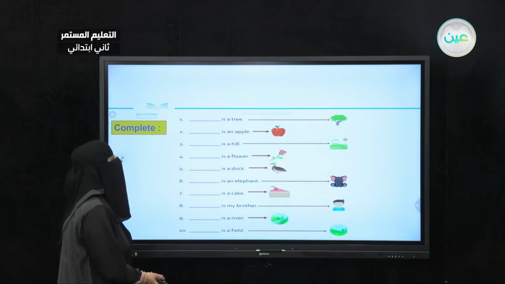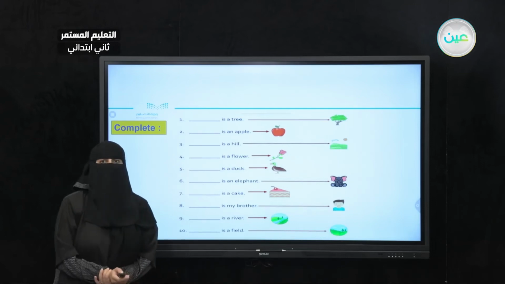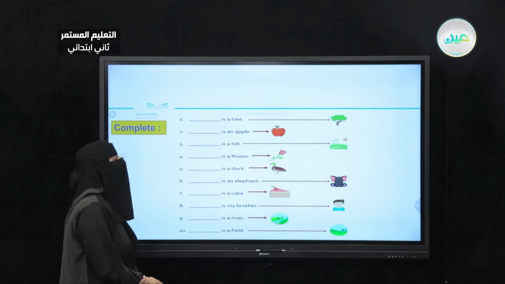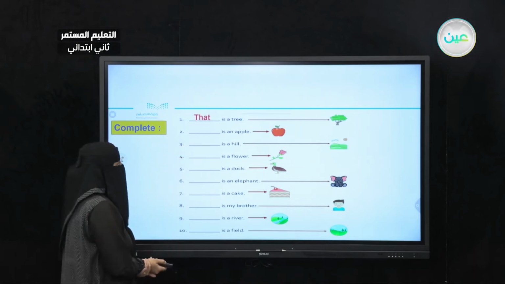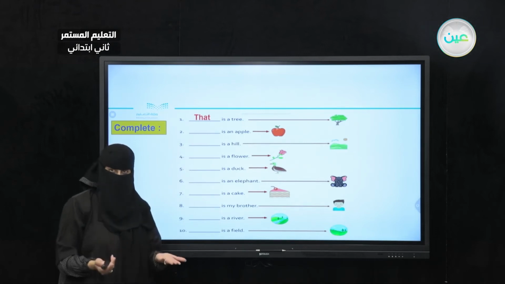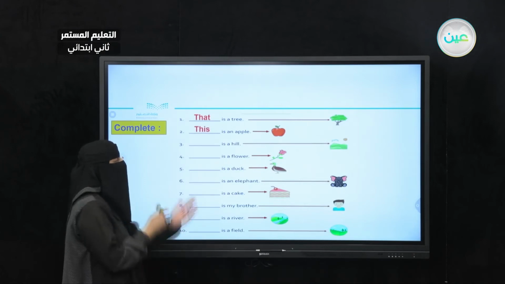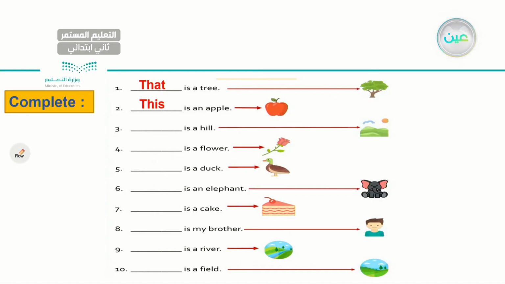The first one I have, a tree. This or that? The answer is that is a tree. Very good. Is an apple. This is an apple. Very good, because it's close to me. Is a hill. Far. That is a hill. Very good.